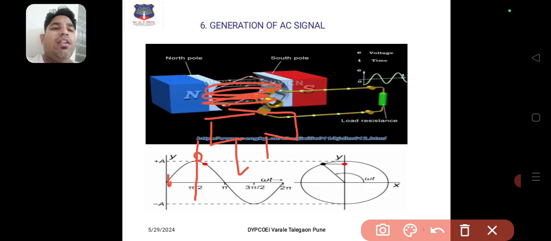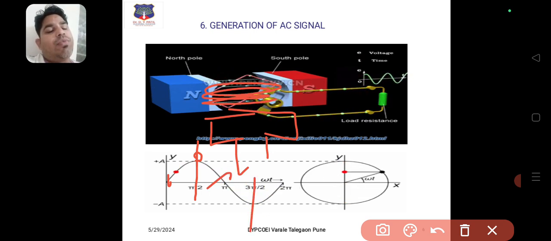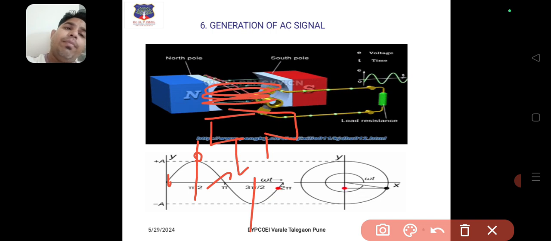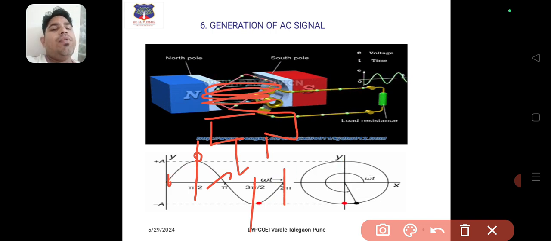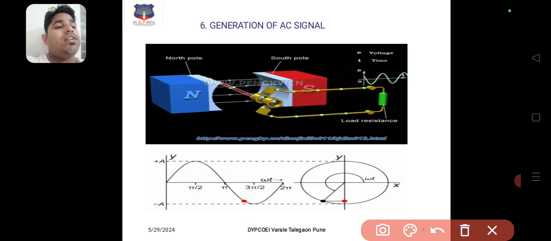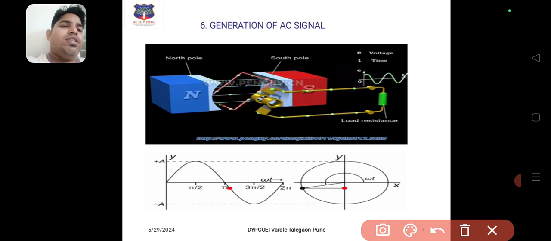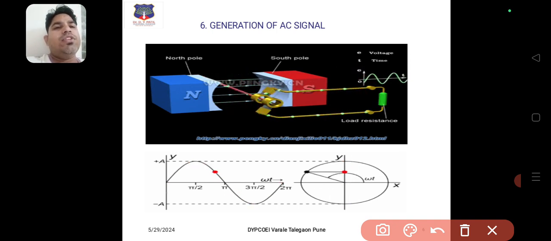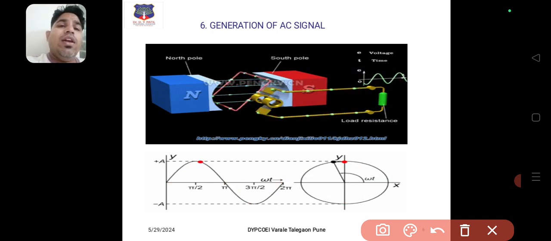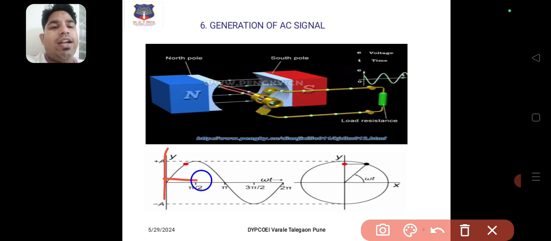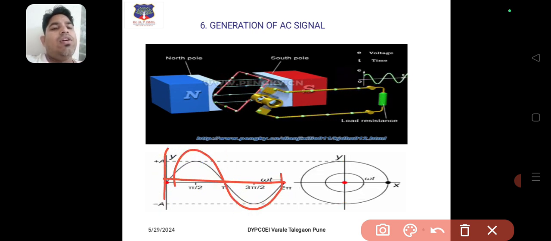Then after that, when it is horizontal, we get pi. When it is vertical again, we get 3 pi by 2, which is a maximum, and here is 2 pi. So this type of AC signal can be generated by using that coil. What we can say is that it is nothing but one cycle.